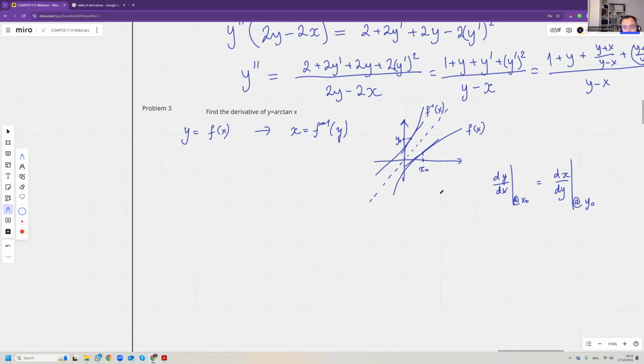So in order to find the derivative of arctan, we can do the following. We can write y equals arctan x. That means x is equal to tan y. Now we find the derivative dx over dy. We differentiate that.